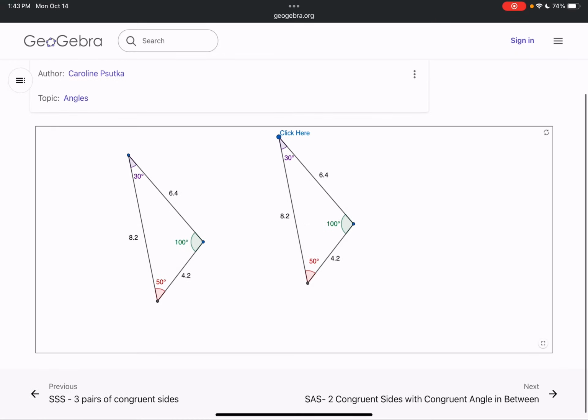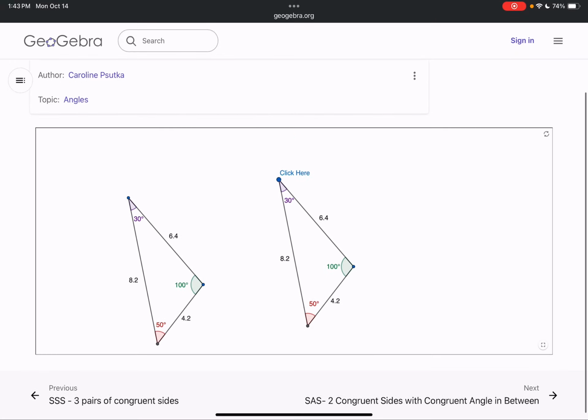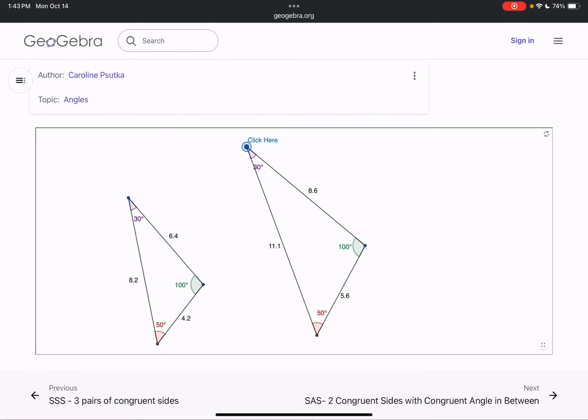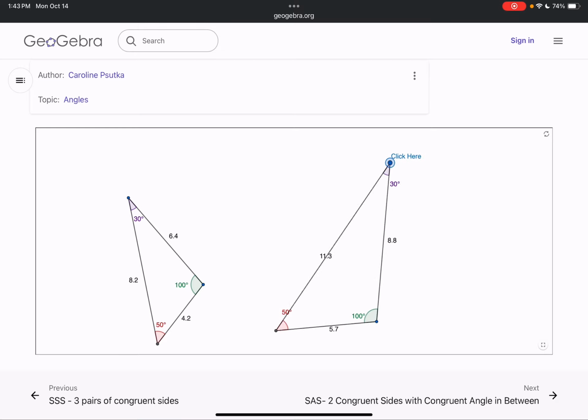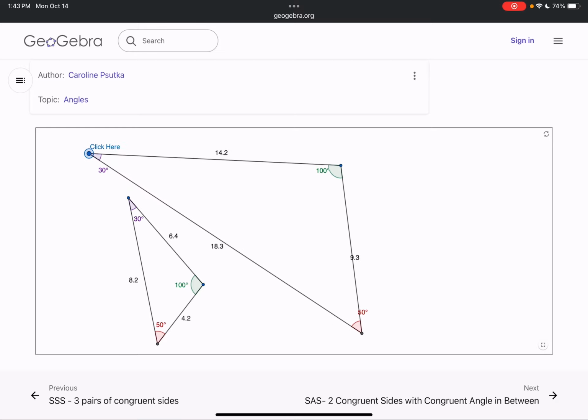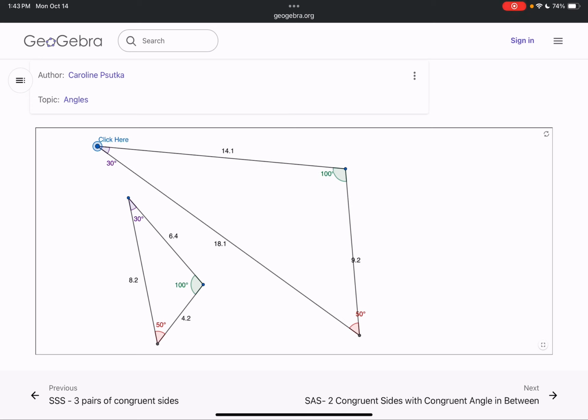And what we can do is we can notice that if there are 3 pairs of congruent angles, I can move this triangle without changing its angles. I can make it bigger without changing its angles. So these 2 triangles have exactly the same angles, but they are not congruent. So angle, angle, angle is not a theorem we can use to prove that 2 triangles are congruent.